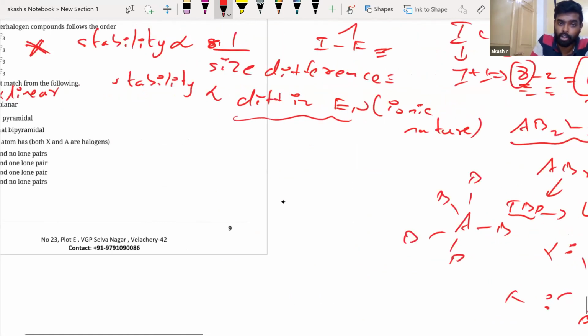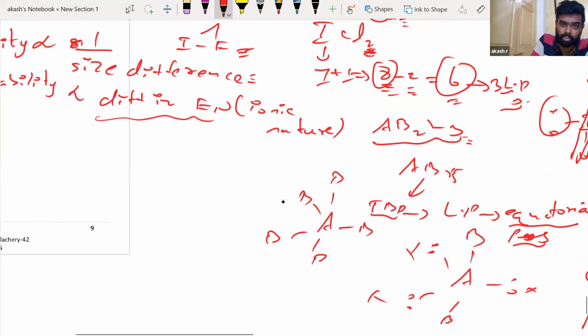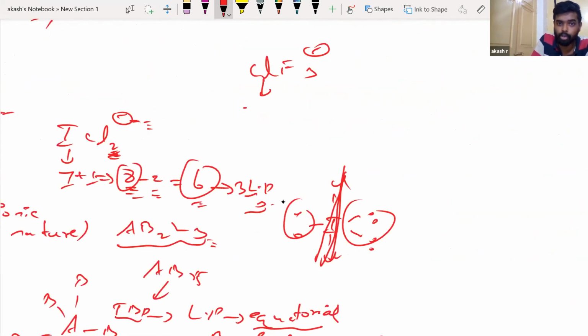Okay, same way. Chlorine has 7 valence electrons. With a minus charge, plus 1, it has 8 valence electrons. Out of that, 3 are involved in bonding.